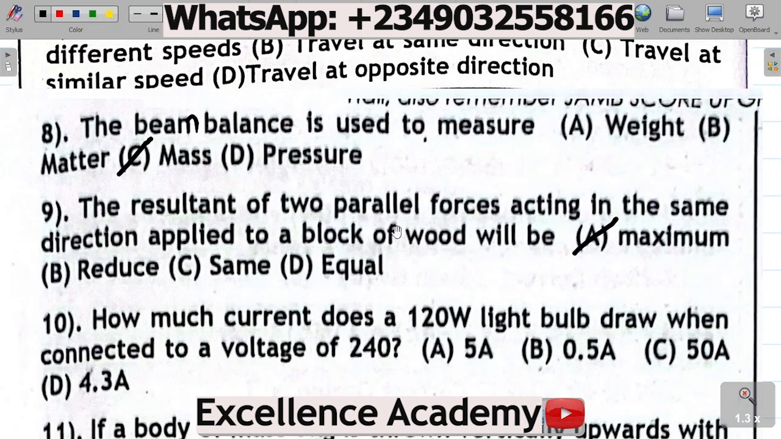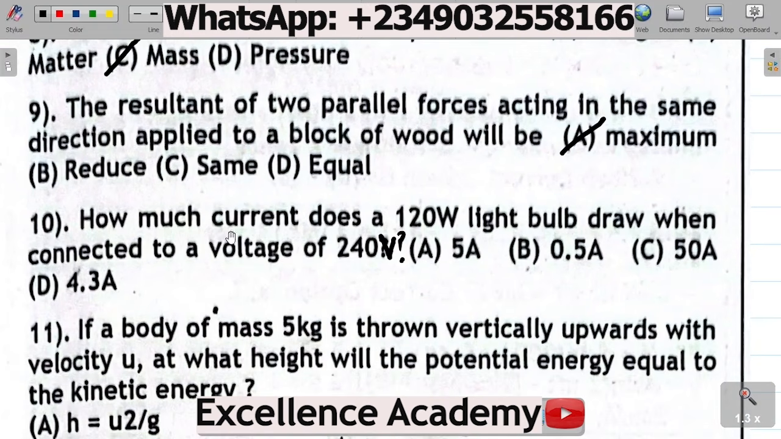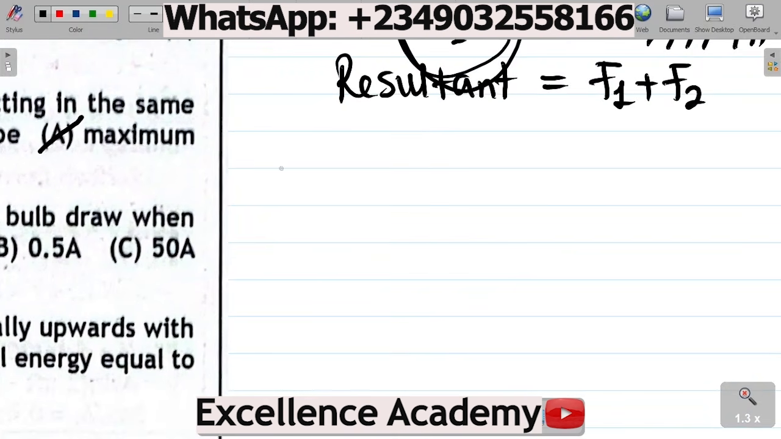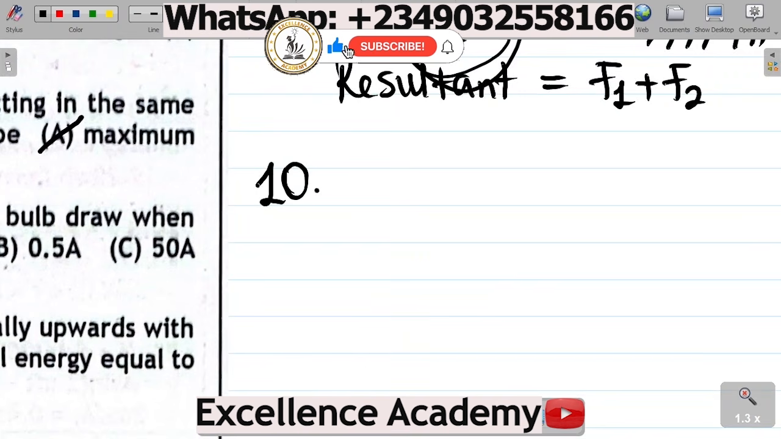All right, so moving on, let's look at question number 10. Question 10: how much current does a 120-watt light bulb draw when connected to a voltage of 240 volts? A, 5 amperes; B, 0.5 amperes; C, 50 amperes; D, 4.3 amperes. All right, so how do we solve this question? First things first, let's try to list our parameters.